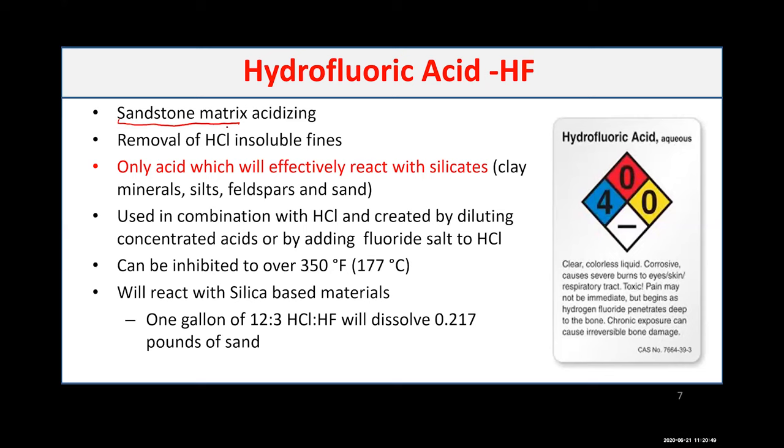HF can remove whatever HCl cannot remove. So whatever material cannot be dissolved by HCl, usually HF will be able to dissolve. And a lot of the time, we combine both HF and HCl. The reason I will discuss in my next slides, because HF is a good acid to dissolve. However, HF develops a lot of insoluble reaction products that are not good and can significantly reduce your porosity and permeability, and make the job you are trying to do to improve your production give you the opposite result.